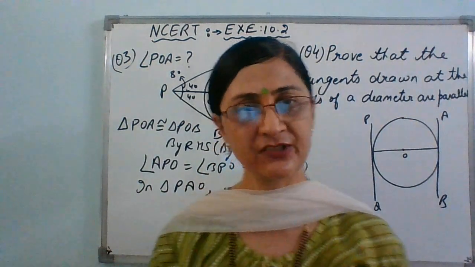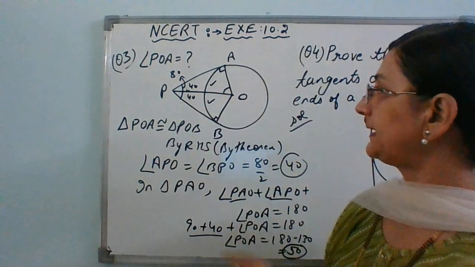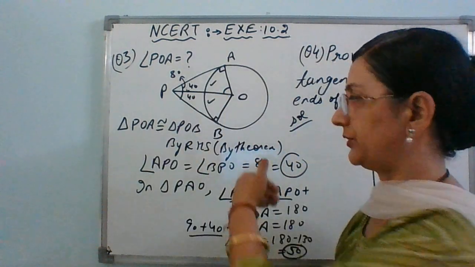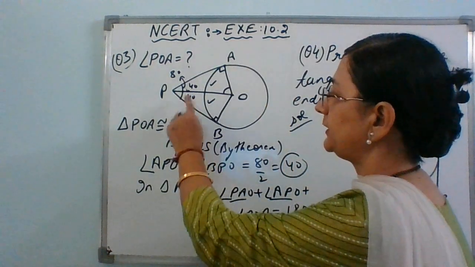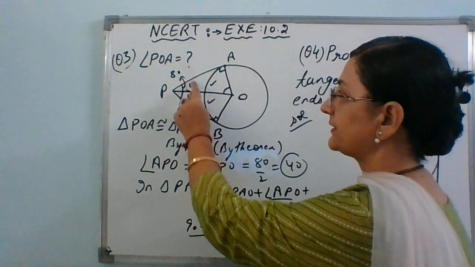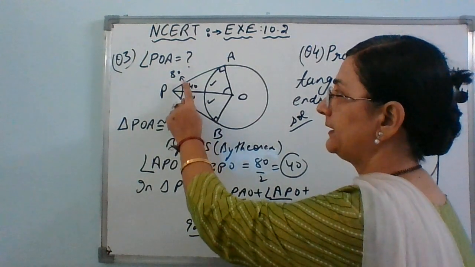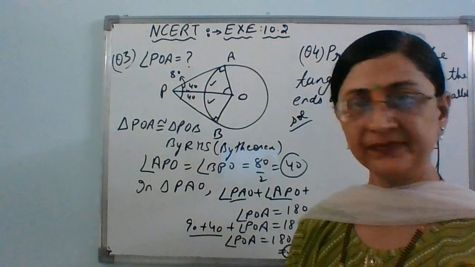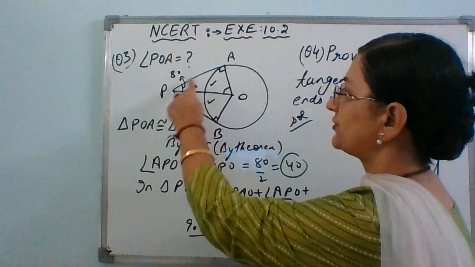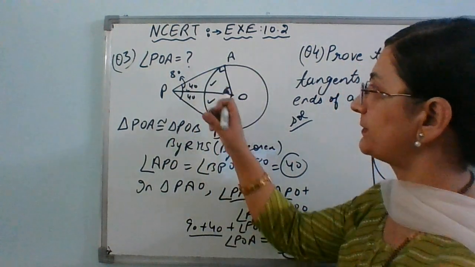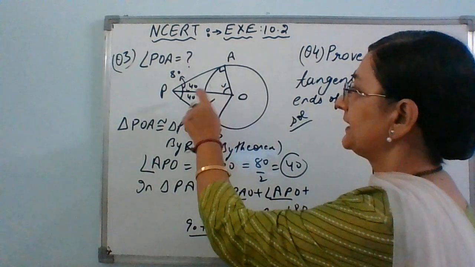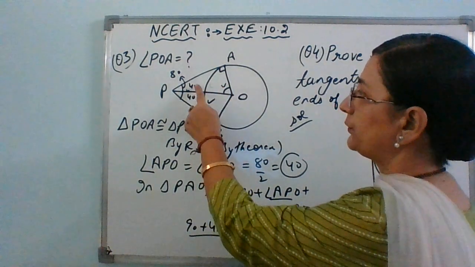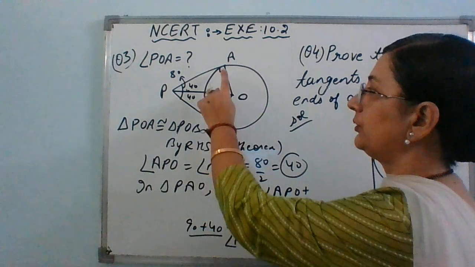Two triangles are formed. After the two triangles are formed, you have to say that they both are congruent by the theorem, that is the RHS property. If they are congruent by the theorem, these two angles have to be equal. If it is 80, then 40, 40. Now take this triangle, because you are supposed to find POA, this one. So here apply the angle sum property: 40, 90, and this, make it 180 and subtract.